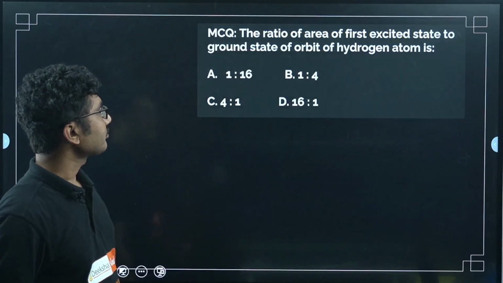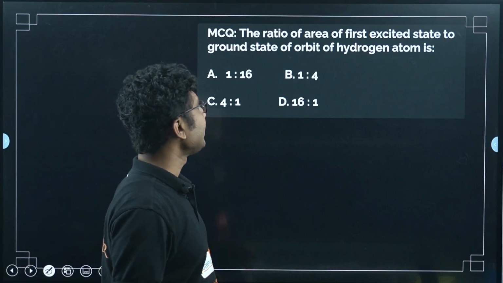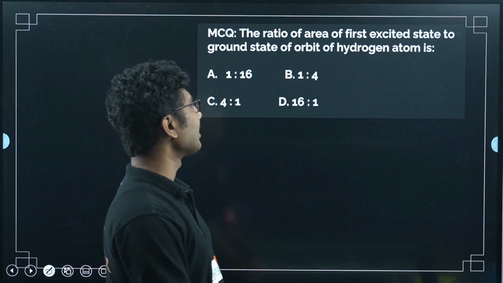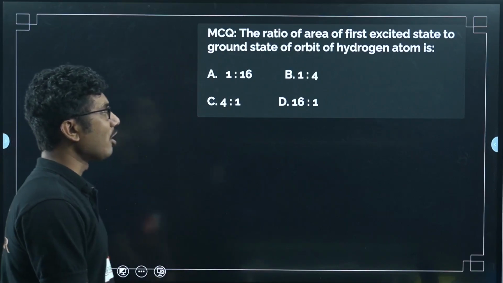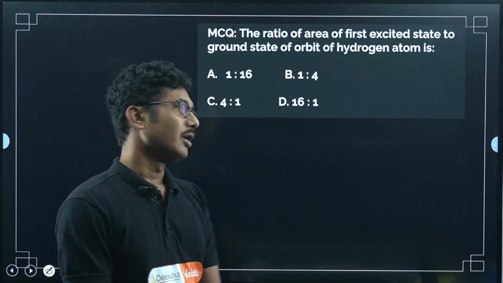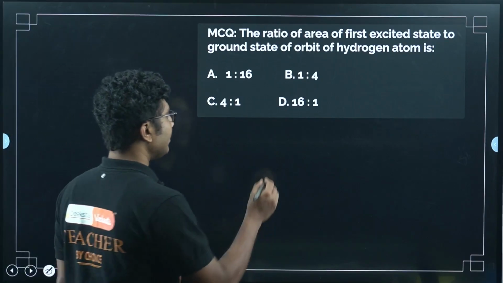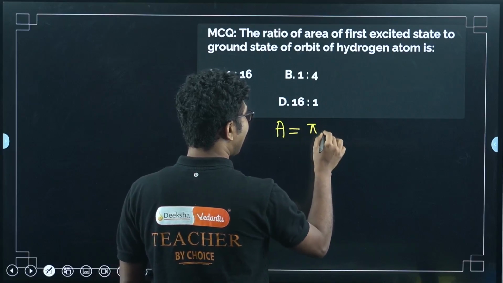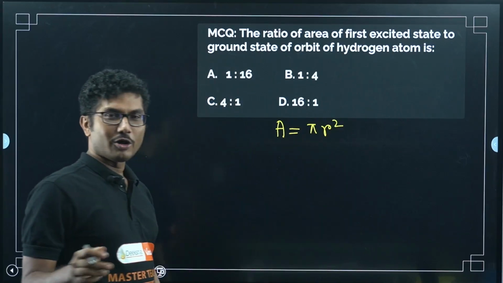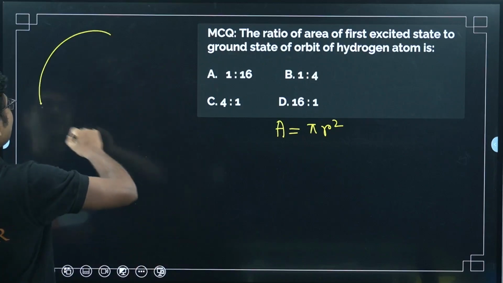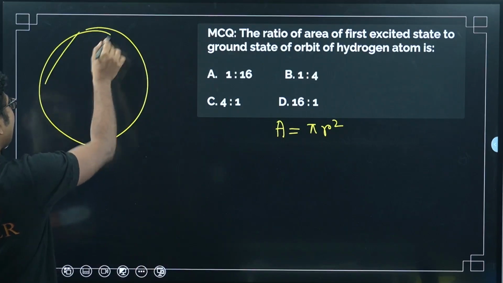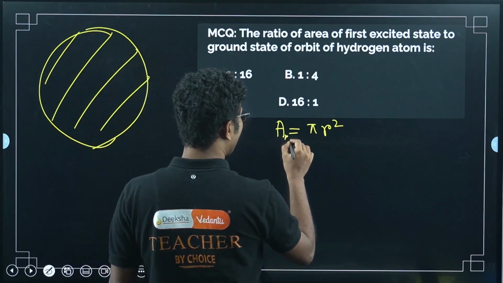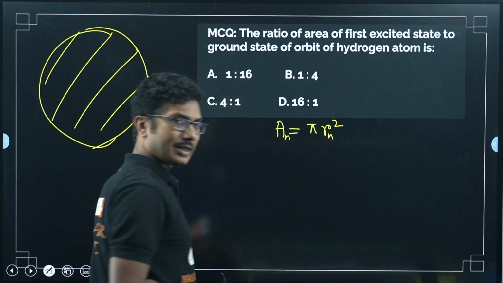Now let's look into this question. The ratio of the area of the first excited state to the ground state orbit of a hydrogen atom is. Very interesting question. We know the formula for area is pi r square. We know that all the Bohr orbits are circular in nature, so the area should be pi r square. So the area of any nth orbit will be pi Rn square.